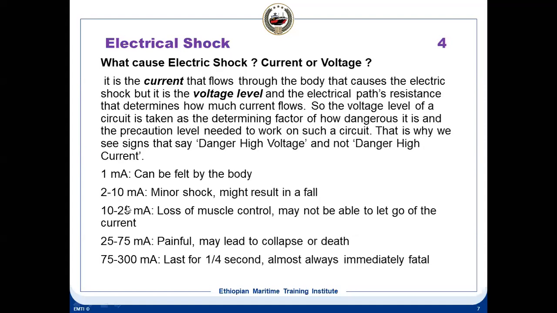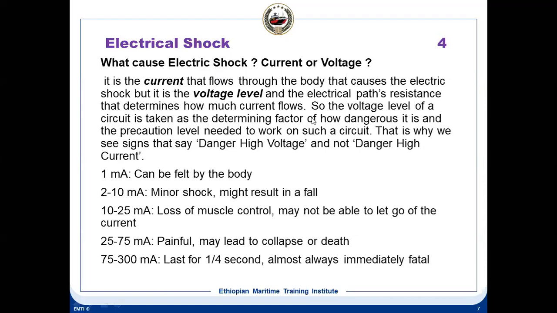It's all about the body's resistance. If you give even 1 milliamp of current directly to the heart, it can cause death because there is no resistance. So the body resistance matters, and the voltage level matters. What causes electrical shock, current or voltage? It is a current, caused by the voltage level and the path resistance that determines how much current is flowing.